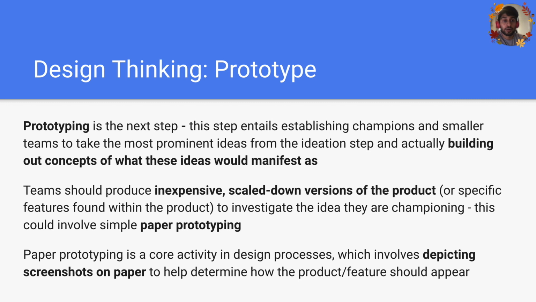The next step, once you've gotten all your ideas out on an ideation board, is to prototype. To establish champions and smaller teams to take the most prominent ideas from the ideation step, you can vote on them or just the ones that naturally come out as leaders from open discussion, and actually build out concepts of what these ideas would manifest as. The aim now is to identify the best possible solution for the problem. The smaller team should produce some inexpensive, scaled-down versions of the product or specific features found within the product to investigate the ideas you've generated.